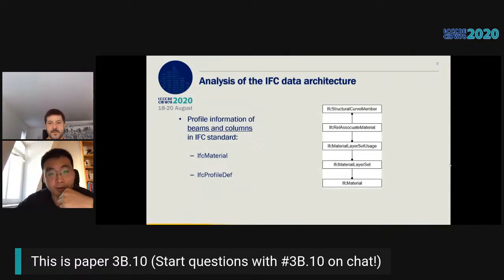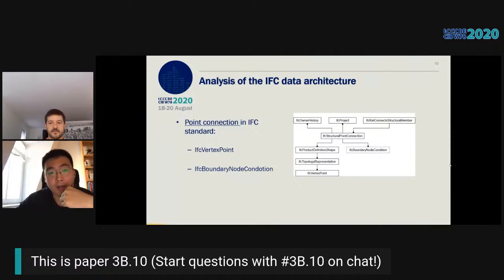Here is supposed to be the material definition of 2D elements. These references tell us how the material parameters are connected with the building objects for both curve and surface members. So connection is the other concern in this study. 1D building elements are coupled through point connections in the IFC standard.